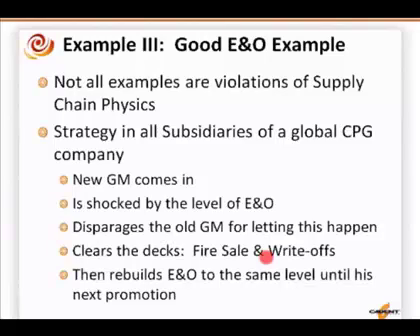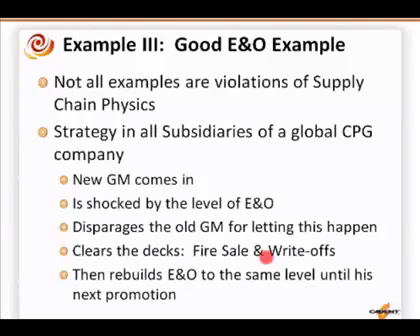There was a strategy that this one company had. A new general manager comes into the subsidiary, and both these companies were organized by subsidiaries, so it was, name the country, and that was a subsidiary. The new general manager comes in. He's absolutely, totally shocked by the level of E&O. He disparages the old general manager. He says, how the heck did this happen? I can't believe that guy let this happen or that lady let this happen.